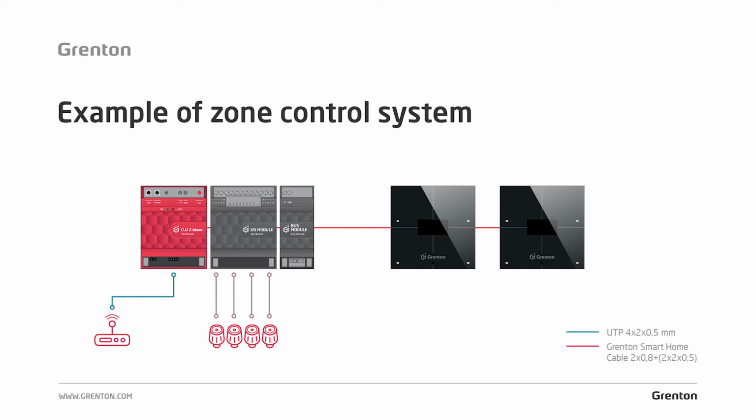As for the cables that will be used, to connect the CLU to the router, of course, a typical computer cable will be used, i.e. UTP 4x2x0.5 millimeters. However, a typical electric wire will be used to connect the heating actuators. Touch panels and control panels are connected with a Grenton Smart Home cable 2x0.8 main cable arranged in serial topology.